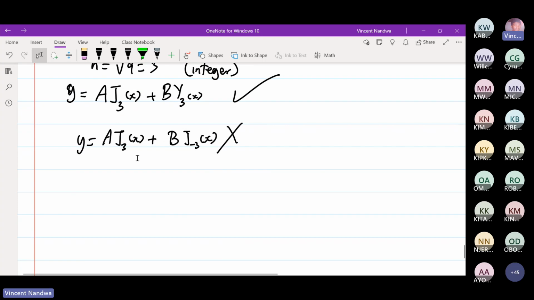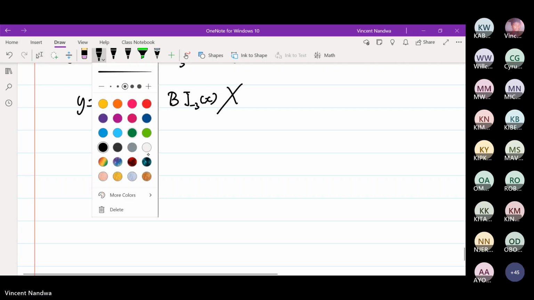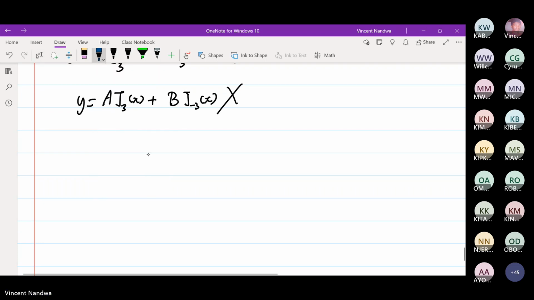There are some useful identities involving Bessel functions.